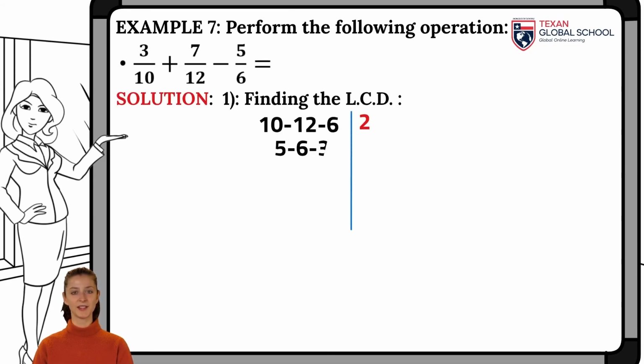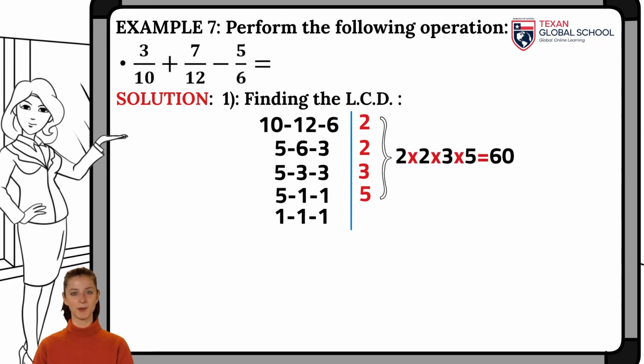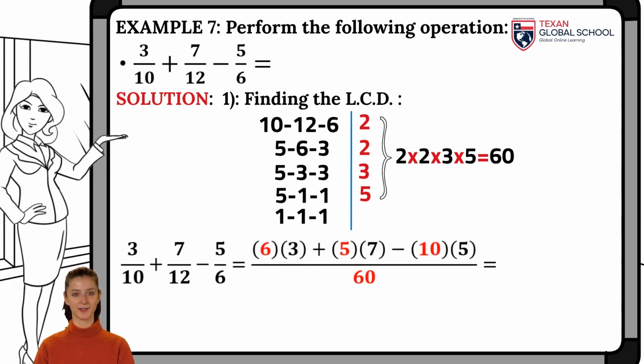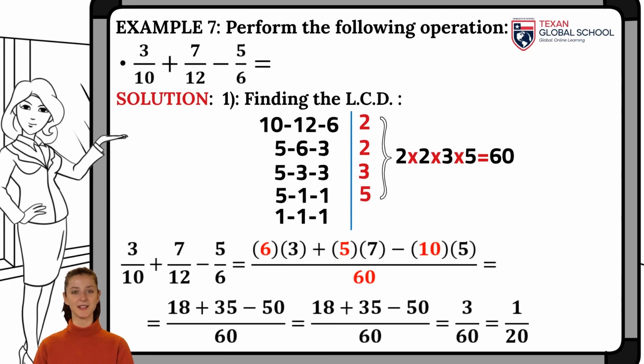We then calculate the least common denominator of 10, 12, and 6, which, as can be seen in the process, is 60. We divide the 60 by each of the denominators. So, 60 divided by 10 is 6, times the numerator 3. Now, 60 divided by 12 is 5, times the numerator 7. And finally, 60 divided by 6 is 10, times the numerator 5. When performing the products, additions, and subtractions, the result is 3/60, which can be simplified to 1/20.